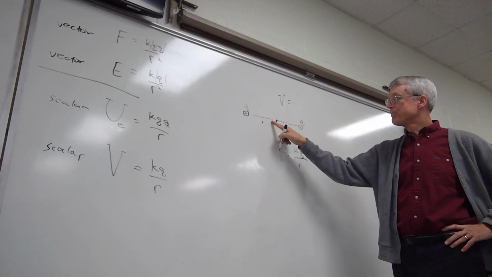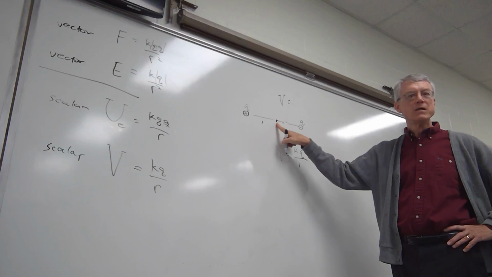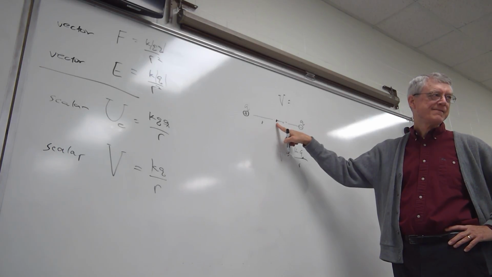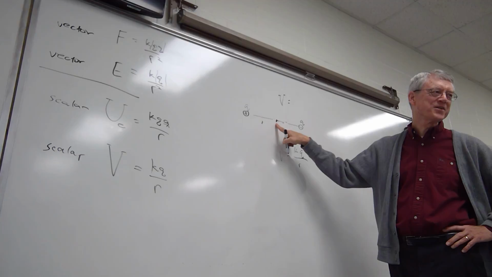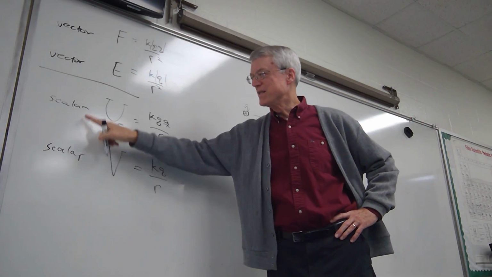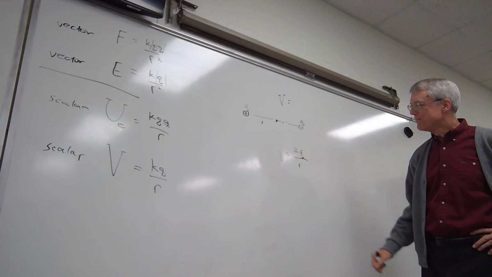Which direction is V right here? What direction is V? Oh, it doesn't have one. It's scalar, it doesn't have a direction. I can't draw an arrow for V. You can't draw an arrow for either one of these. So there's no arrows, there's no direction.